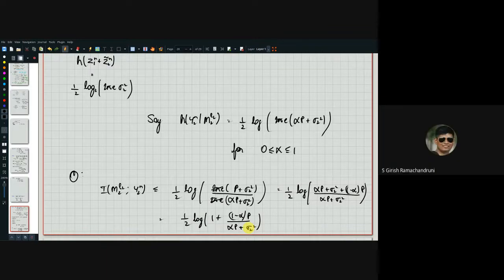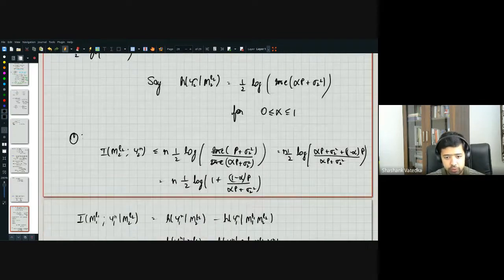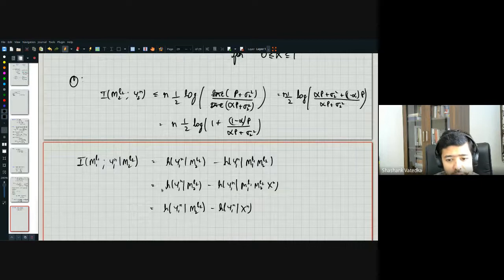Sir, isn't it n by 2 log 1 plus alpha p...? Right, good point. So there I'm missing an n, thanks for pointing it out. So it is n times half log of this. So the mutual information between m2 and y2n is less than or equal to n times this quantity. Okay, so this is one part, right?